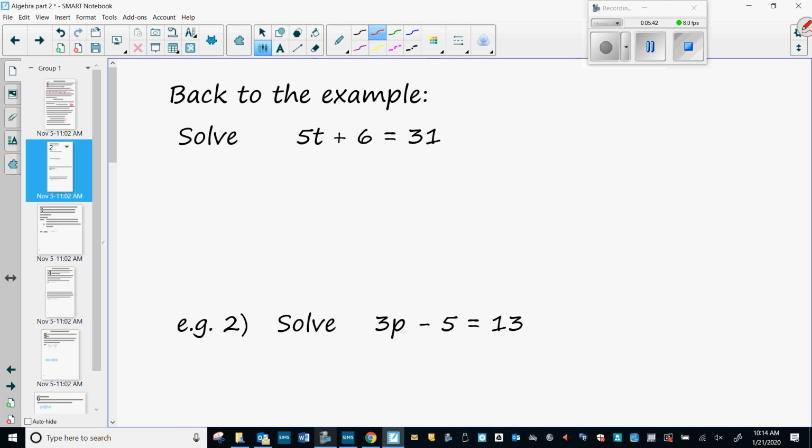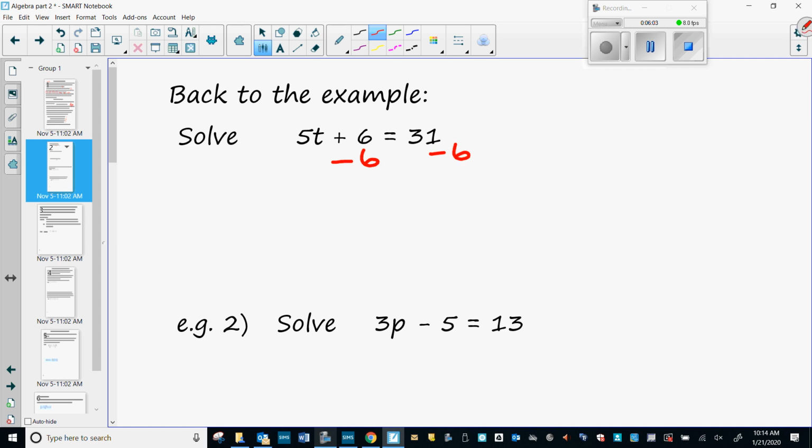So, back to this example. We said that the weakest thing is to add 6, so we are going to do the opposite thing. So we are going to subtract 6. Are we allowed to just subtract 6 without doing anything else? No, we must do it to the other side as well. So we're going to subtract 6 from here.